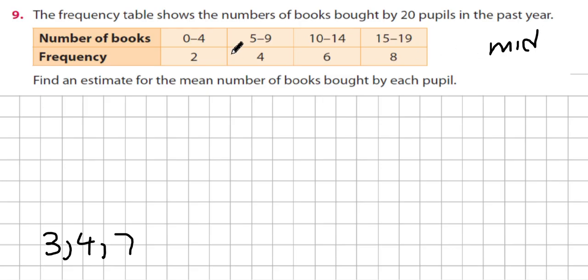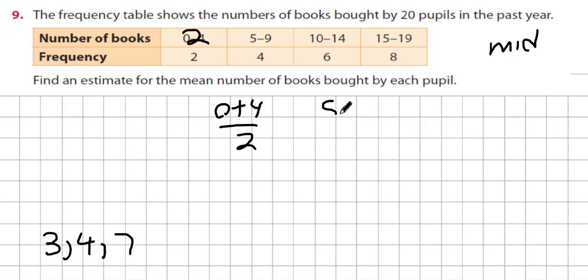Now, here's what I'm going to say. See the way 2 people got 0 to 4? That could be like 2 people got 0 or 2 people got 4. So what we're going to do is use the middle of the interval as an estimate. So what's the middle of 0 and 4? Add them up and divide by 2, and you get 2. We're going to use 2 as the middle of the interval.